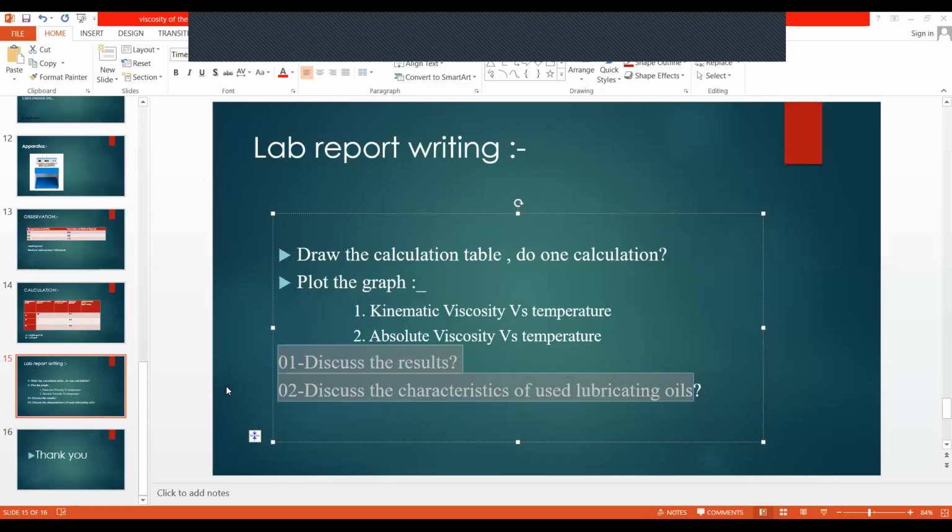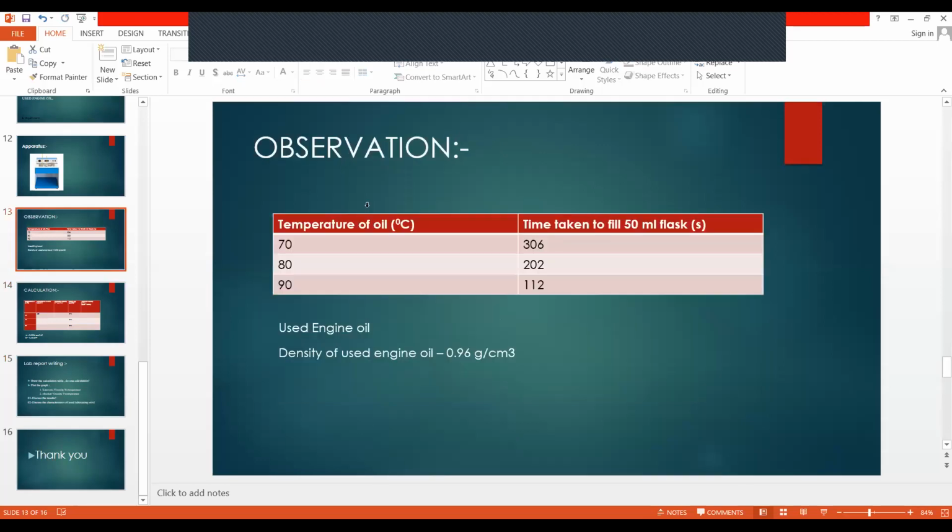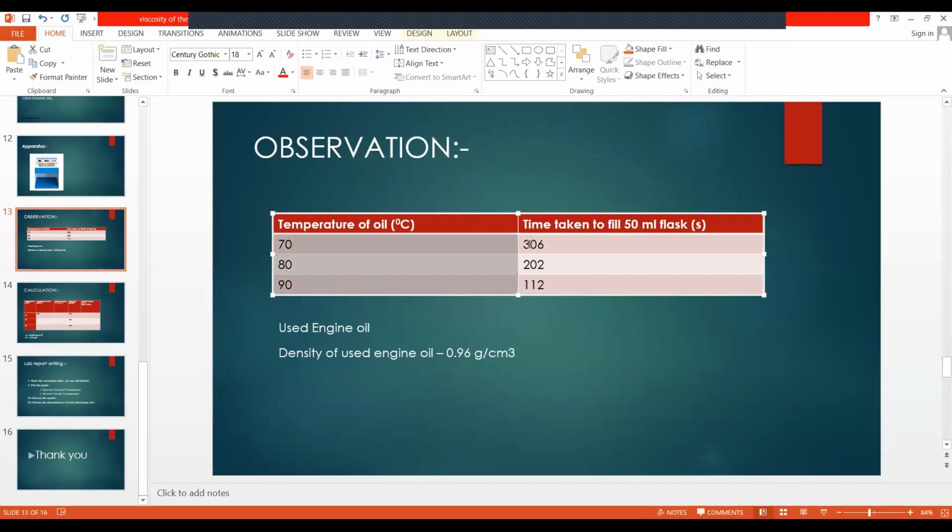That is happening, right? So simply we can understand those things. As you can see here in our data also, when the temperature is increasing, the time is decreasing. Why is it decreasing? The flow rate is increasing, therefore the time is decreasing. Why is the flow rate increasing with the same size of hole?